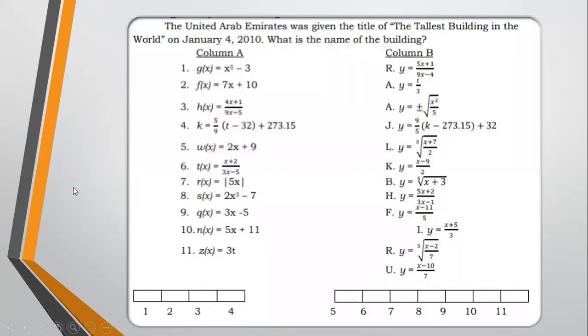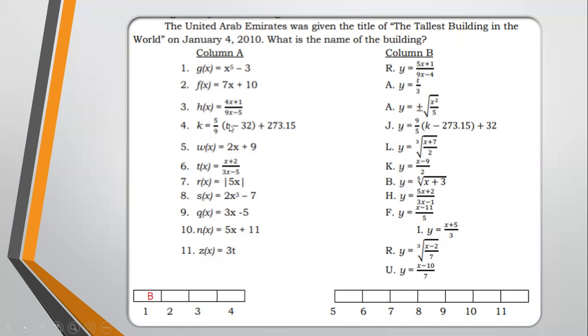So basically, for us to recall the different steps, I have here an activity in which you need to know the tallest building in the world, okay, by getting, of course, the inverse of each given function. So like for this one, g of x is equal to x to the fifth minus 3. If you will solve this following the steps on how to get the inverse of a function, you'll probably get the same answer as mine, which is letter B.